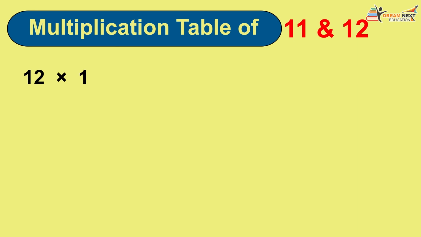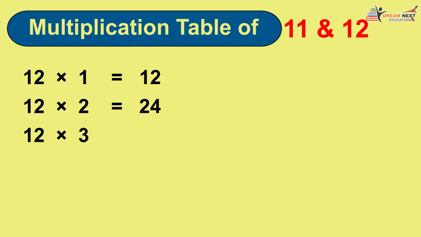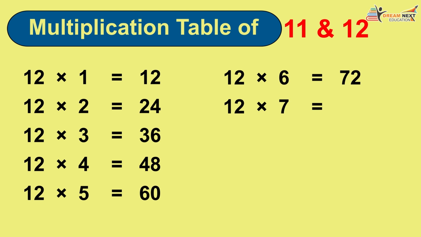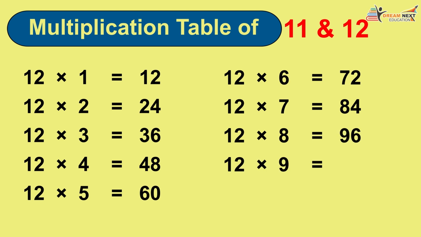12 into 1 is equals to 12. 12 into 2 is equals to 24. 12 into 3 is equals to 36. 12 into 4 is equals to 48. 12 into 5 is equals to 60. 12 into 6 is equals to 72. 12 into 7 is equals to 84. 12 into 8 is equals to 96. 12 into 9 is equals to 108. 12 into 10 is equals to 120.